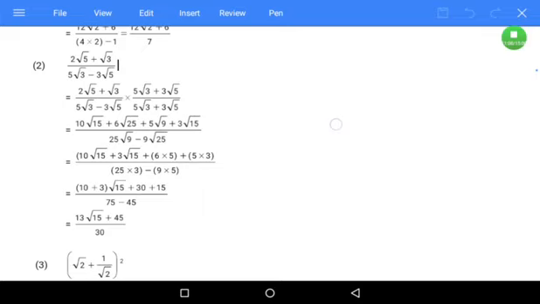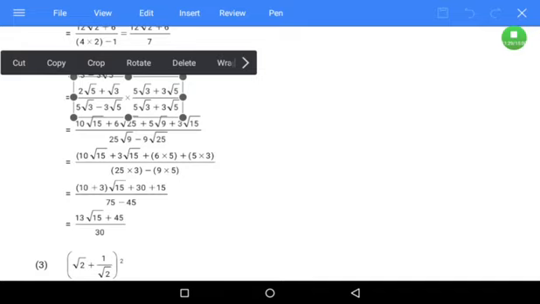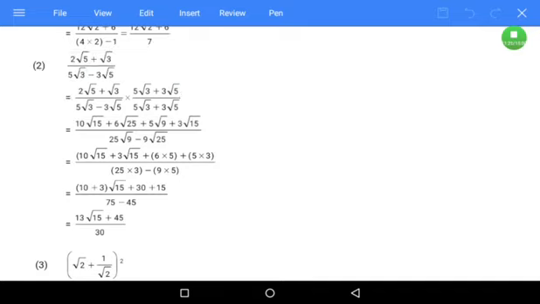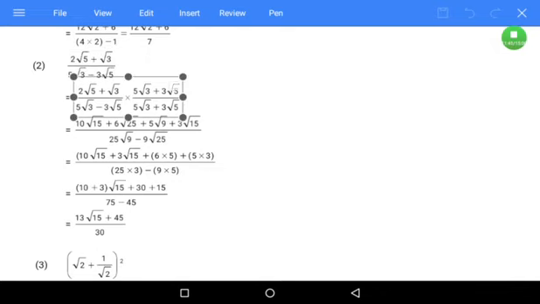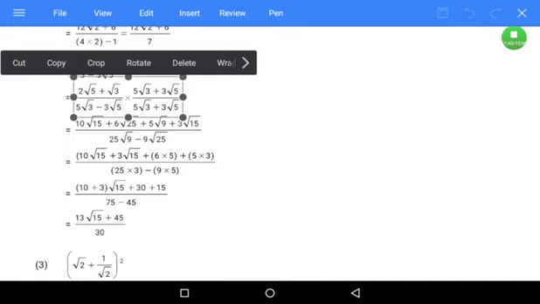Very simple. Alright, the next one is 2 root 5 plus root 3 over 5 root 3 minus 3 root 5. How do you expand? 2 root 5 times 5 root 3 will give us 2 times 5, 10. Root 5 times root 3 will give us root 15. 2 root 5 times 3 root 5 will give us 6 times root 25, which gives us 6 into 5. Root 3 times 5 root 3 will give us 5 times root 9. Then root 3 times 3 root 5 will give us 3 root 15.